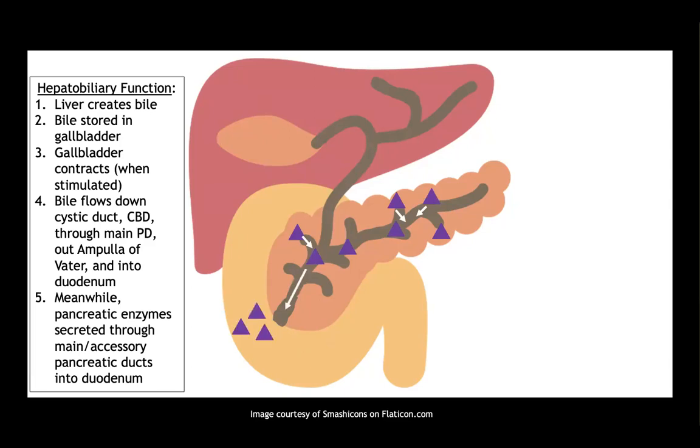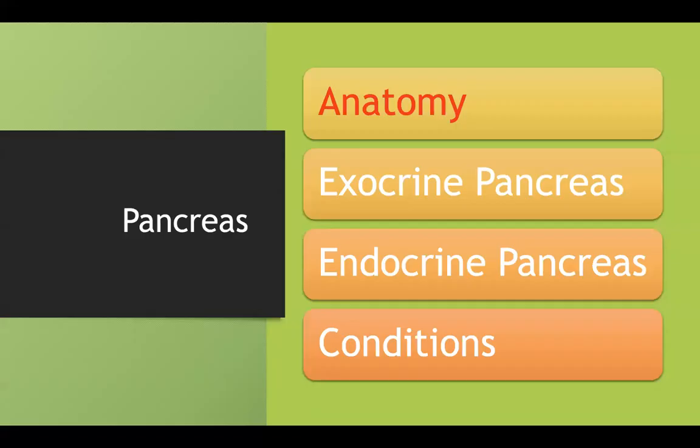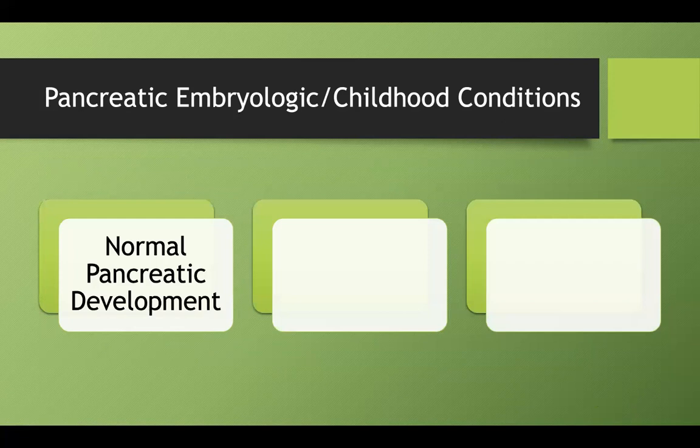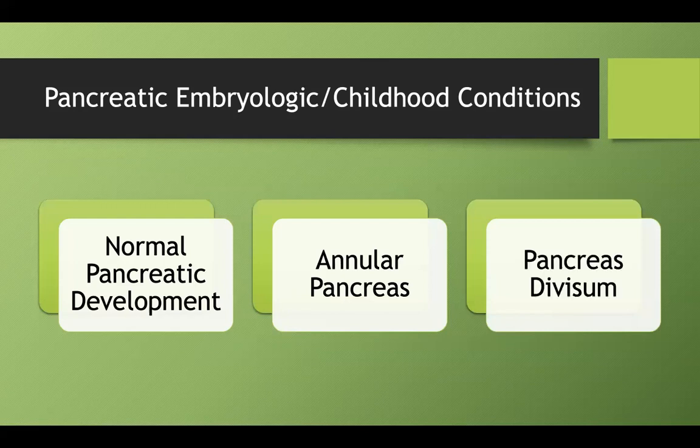And then these two can flow out that same outflow tract and into the duodenum. There's not too many embryologic conditions with the pancreas, but we'll go over those right now. I want to go over normal pancreatic development, and then we'll talk about two conditions, annular pancreas and pancreas divisum.